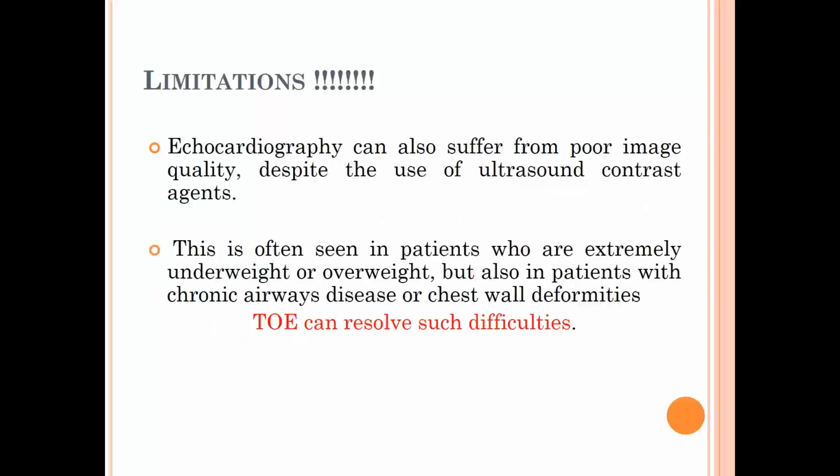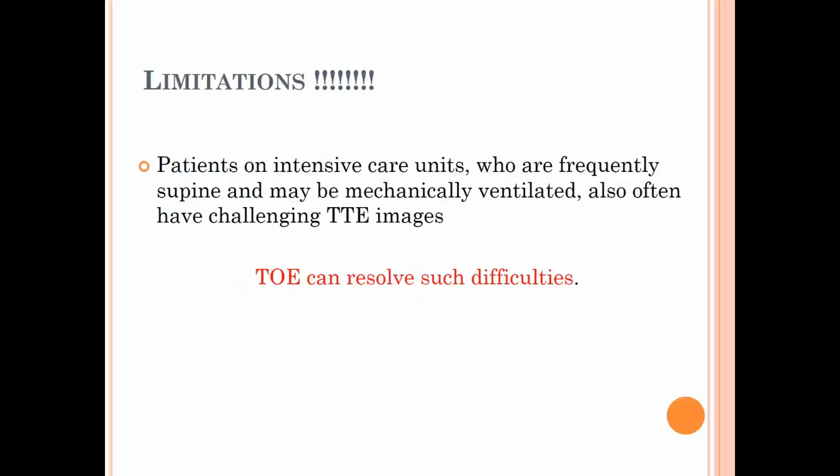Echocardiography can also suffer from poor imaging quality, despite the use of ultrasound contrast agents, for example. This is most often seen in patients who are extremely underweight or overweight. Not only this, but also in patients with chronic airway disease or chest wall deformities, for example, the pectus excavatum. Still, transesophageal echo can overcome such a difficulty. Also, in patients in the intensive care units who are frequently supine and may be mechanically ventilated, the transthoracic echo might be challenging. Again, transesophageal echo can solve the problem.